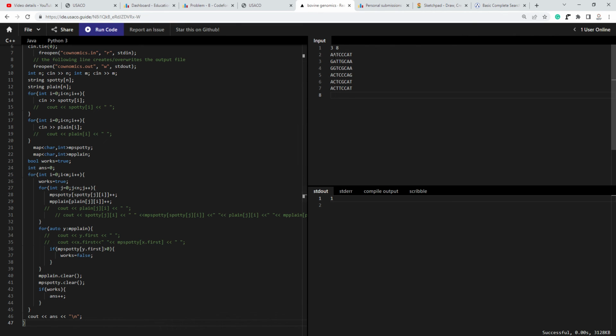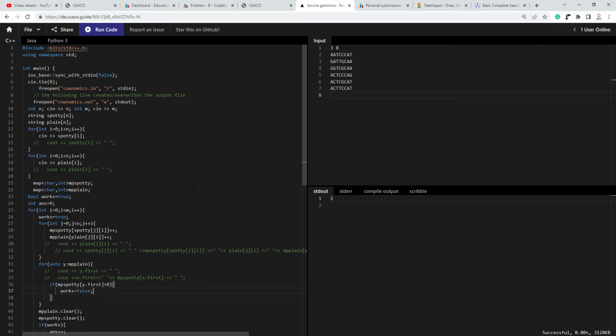Basically, you're looping through the positions, and then you're looping through the cows, right? And then you're checking that for every cow in the plain, there's never the same letter that appears in the spotty cows. If it does, then it will not work, because then you can't tell if it's distinct or not. Yeah. So that's it. It's a brute force problem.